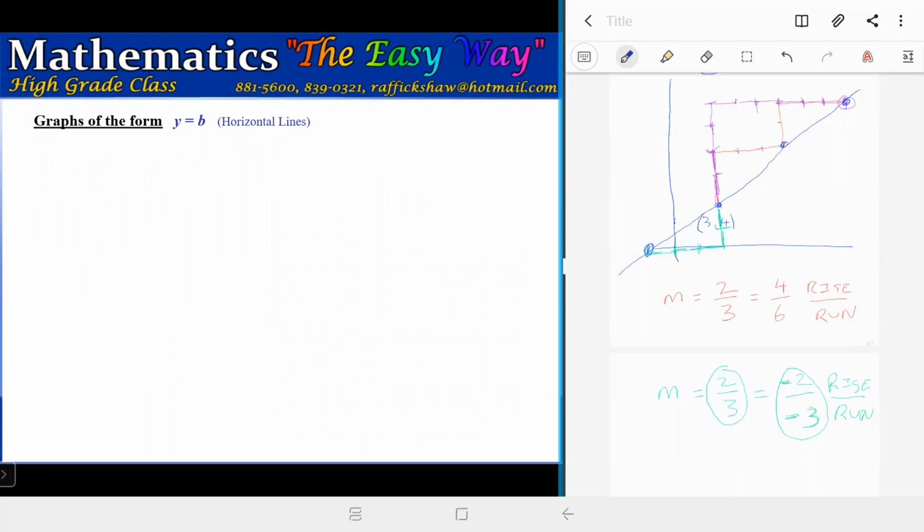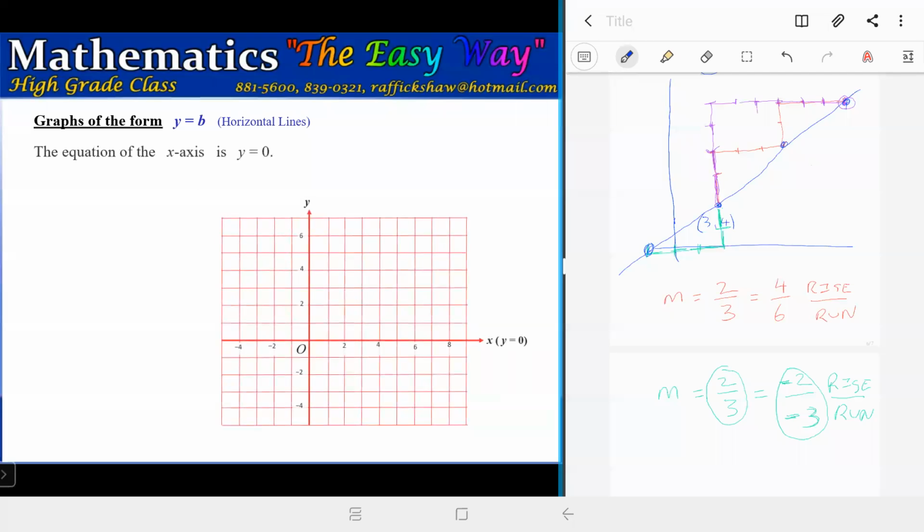Horizontal lines will always have an equation of the form y equals b, y equals some number. So first horizontal line is the x-axis. The equation of the x-axis is y equals 0. You can see it right there. So any line that is horizontal and parallel to the x-axis will be y equals some number. A graph of the form y equals b is a straight line parallel to the x-axis and cutting the y-axis at b.